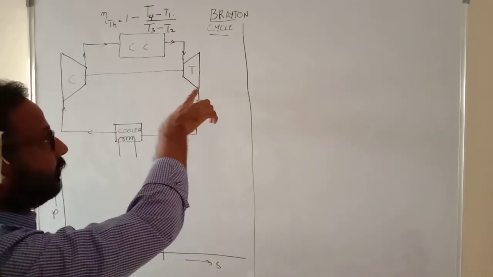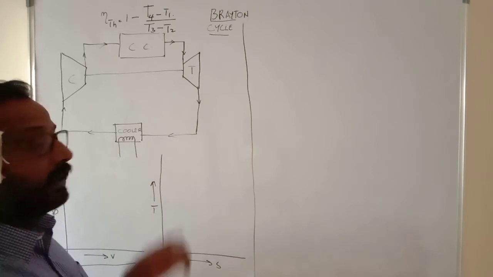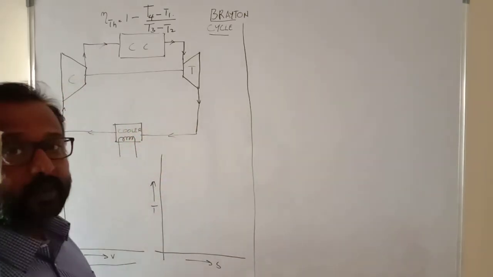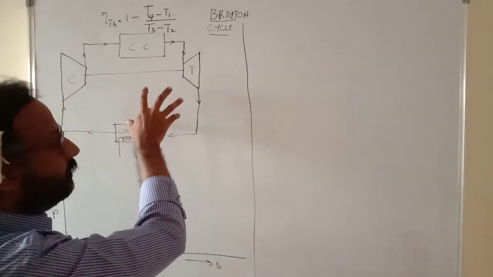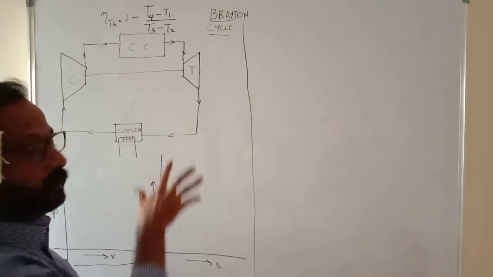After it expands in the turbine, it goes into the cooler where the air is again cooled and filtered, and then it is recycled back into the compressor. This cycle, what you're seeing over here, is what is known as a closed loop cycle.